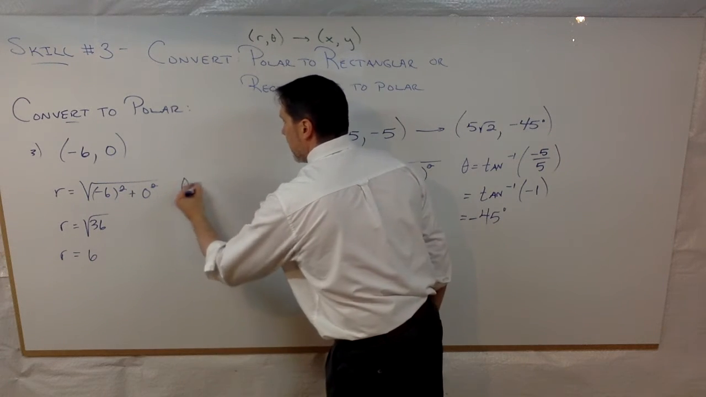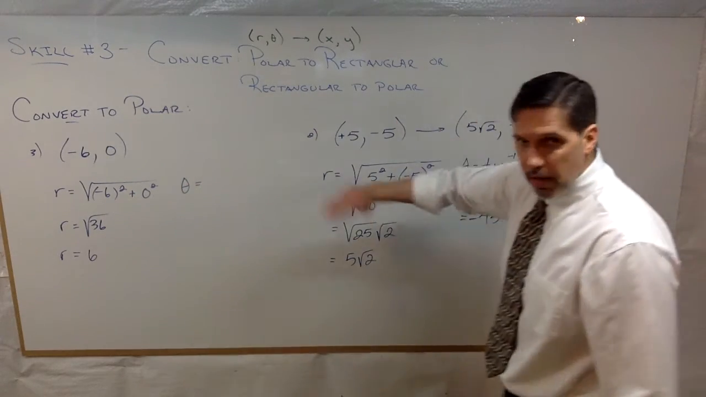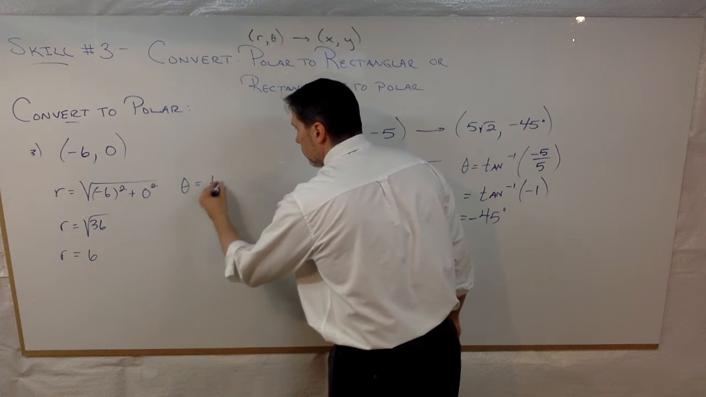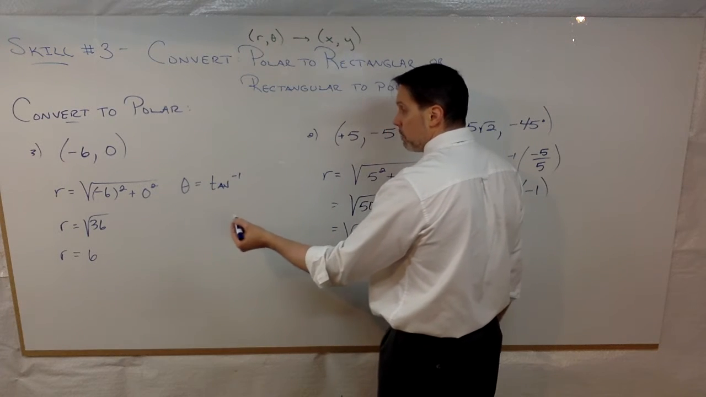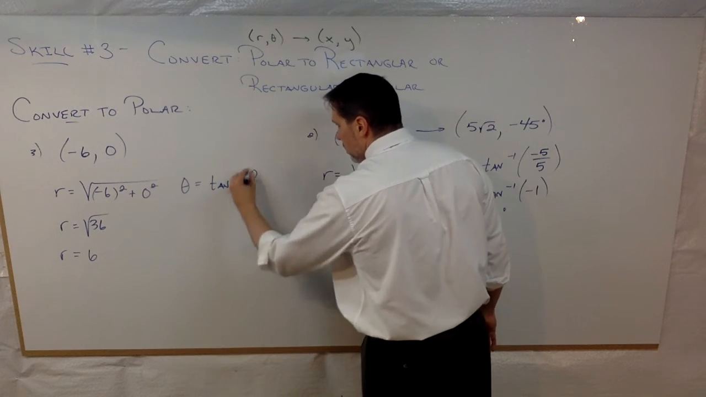Our theta. Now, even though our y coordinate is 0, we're okay. When you do y over x, it's not going to be a problem here. So we'll go with the tangent inverse again. The x coordinate's not 0, so I'm not worried about it. So it's y, 0, over x.